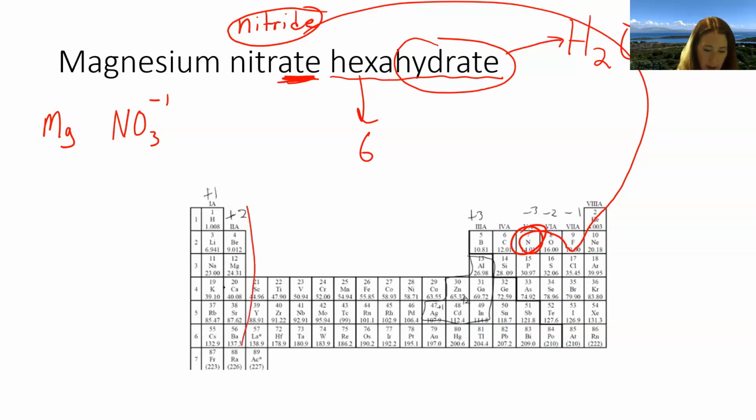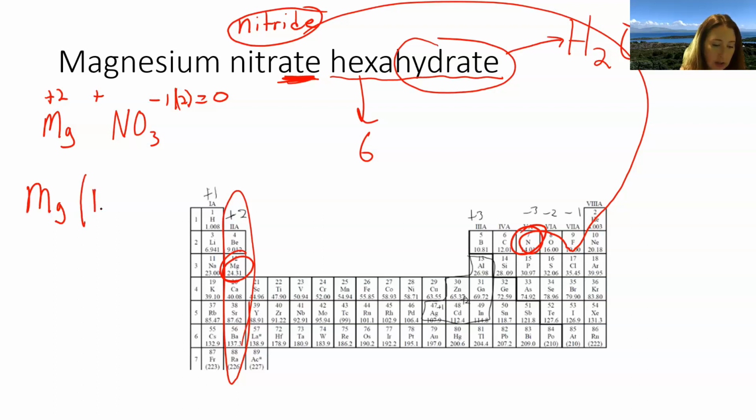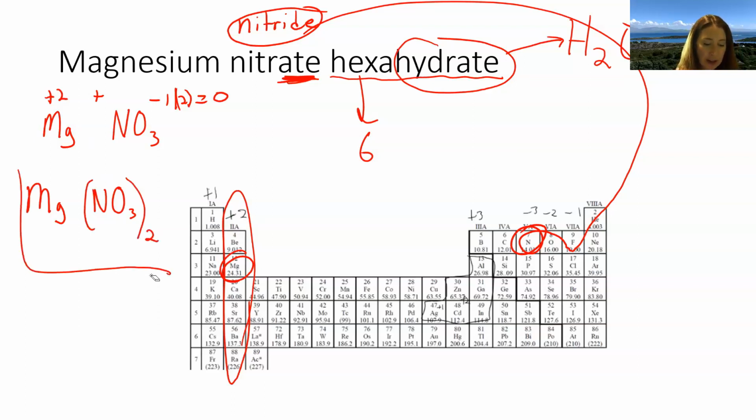Magnesium is right here. This whole group is +2. Again, all ionic compounds equal 0. So if magnesium is a +2, we have one nitrate that's a -1. We need another nitrate. So we need 2 nitrates. So it's going to be Mg(NO3)2. Again, we have to use these parentheses, otherwise it looks like you have 32 oxygens. We don't have 32 oxygens, we have 2 nitrates, right? So that's our magnesium nitrate, and then we have to put the rest of it in here.